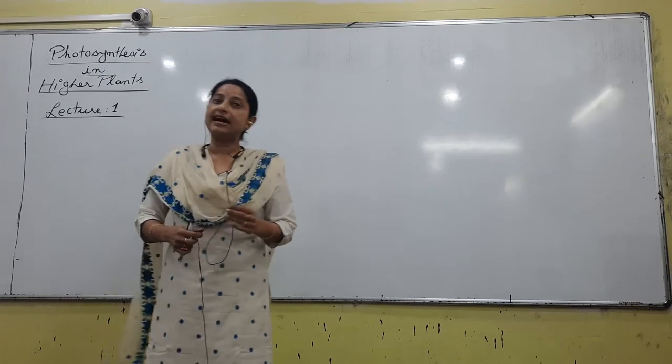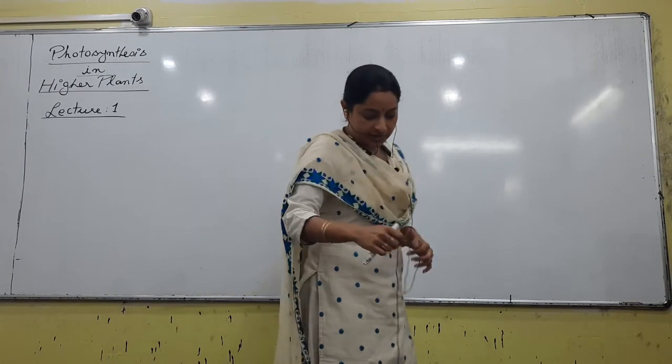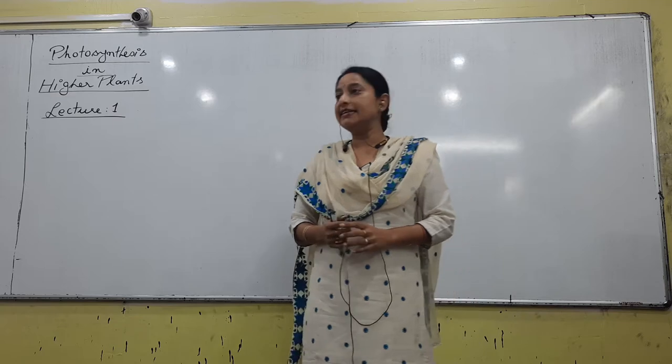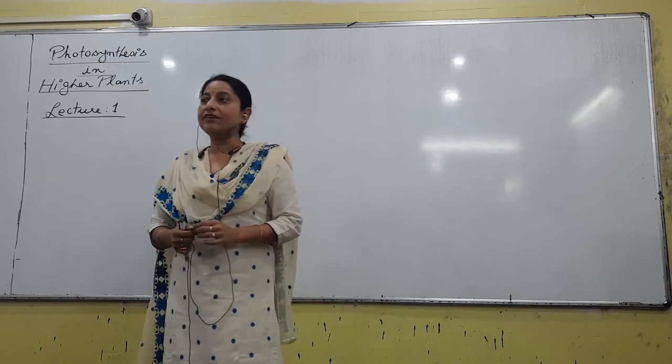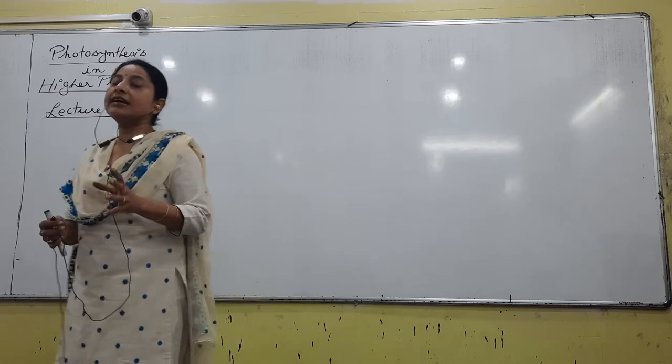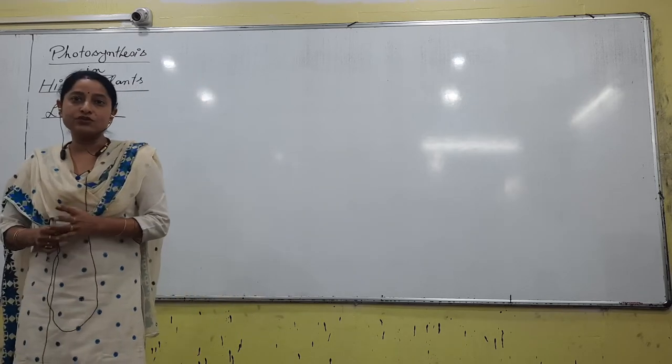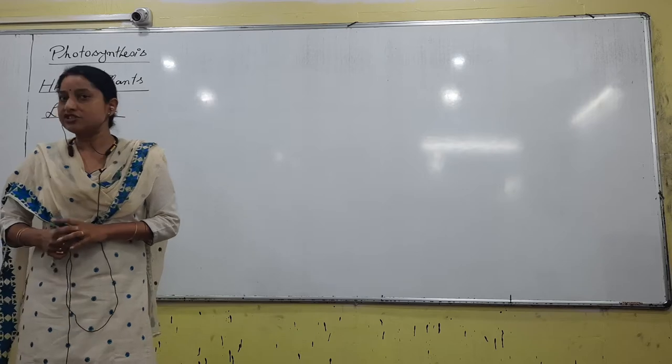as photosynthesis in higher plants. So what is the content of this lesson? Here we have to talk about the light reaction and dark reaction in details. Together with that, photosynthesis always completes itself in two reactions or two parts, that is a light reaction and a dark reaction.